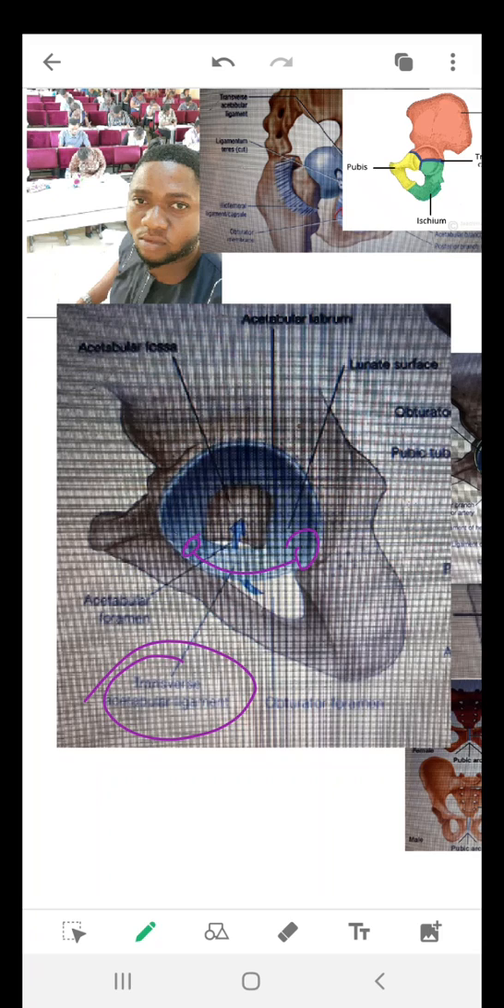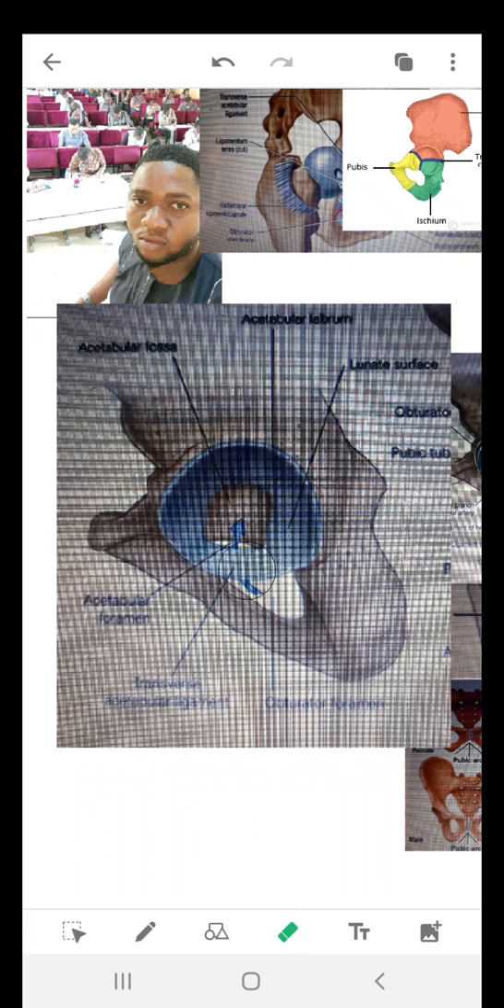Of course, the acetabular foramen is where the nutrient vessels and nerves enter the joint. The joint that is going to be formed by this acetabulum and the head of the femur needs blood supply. So it is the acetabular foramen that will afford the opportunity for vessels to pierce through.